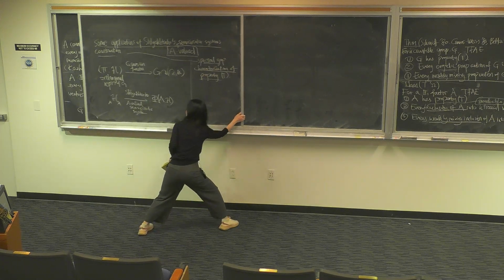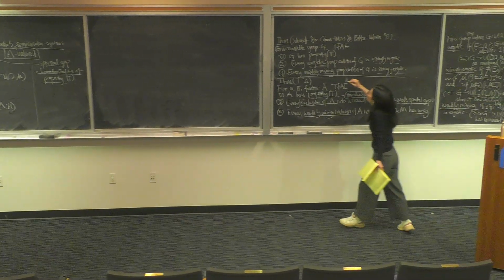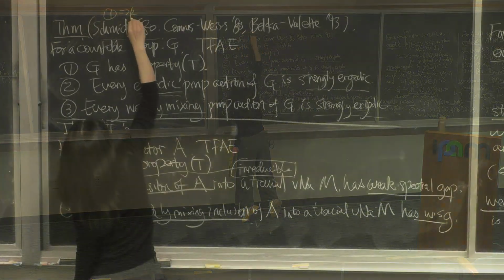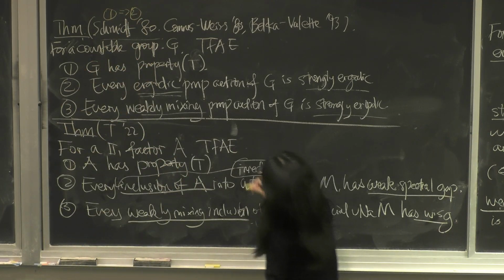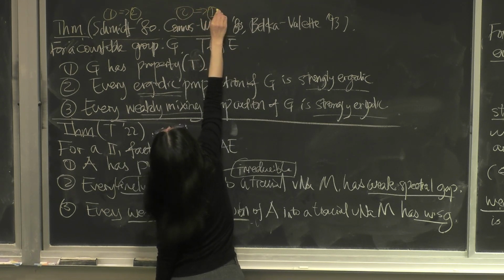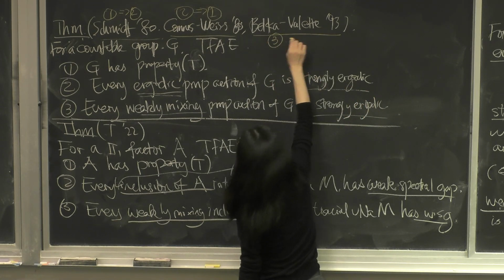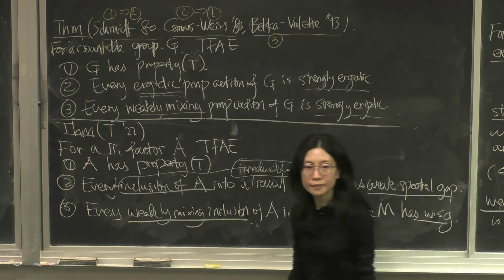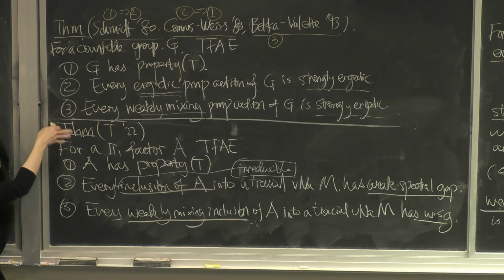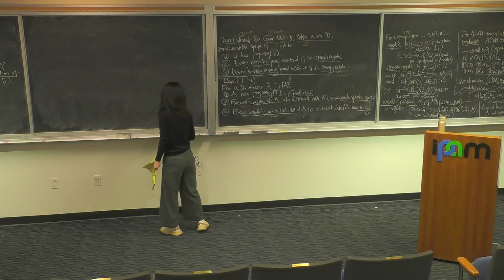Maybe I want to say one more thing. So Schmidt did 1 implies 2. And then Connes and Weiss, 2 implies 1. And then Bekka and Valette, 3. So everything related to 3. Of course you don't need the direction going to 3, it's just how to go from 3 to the other ones.